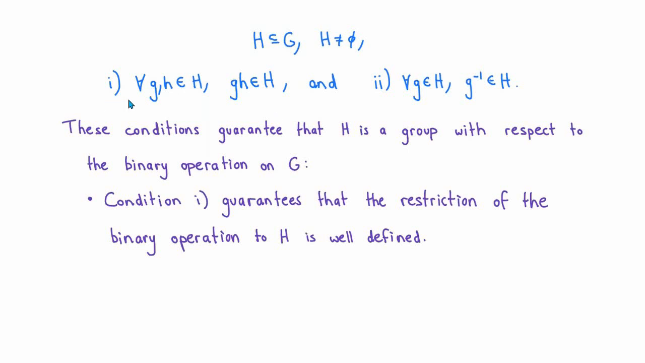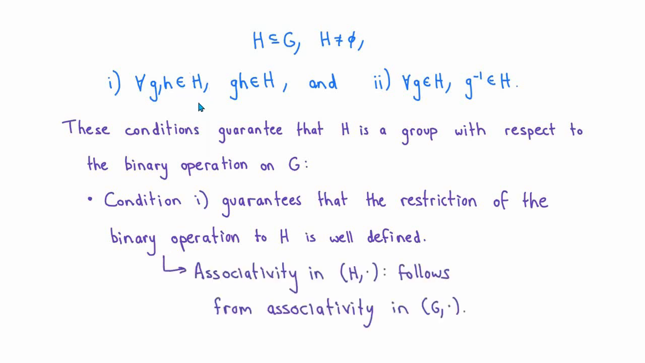If condition 1 failed to hold, then it would mean that we could find two elements of H with the property that when you multiply them together, you leave H. That would mean that the binary operation on G is not a well-defined binary operation when we restrict to H, and so then the statement that H is a group with respect to that binary operation wouldn't even make sense. Therefore, we need condition number 1 to guarantee in the first place that this is a well-defined binary operation on H.